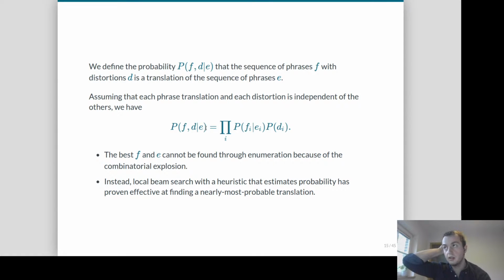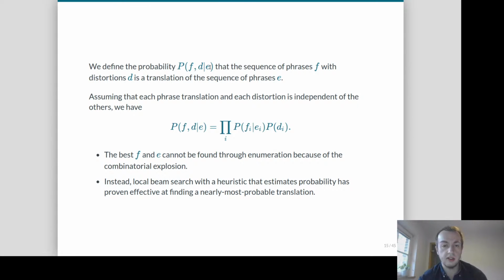All right, so we're actually almost there. Now we'll have to define the conditional probability P(F, D | E). So the probability of some French sentence with a vector of values for the distortions, given some input English sentence. We'll define the probability that the sequence of phrases F with distortions D is a translation of the sequence of phrases E. Remember that we consider a sentence as nothing else than a sequence of phrases, these smaller units.